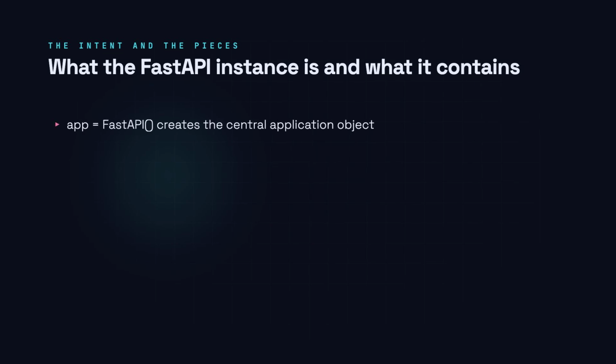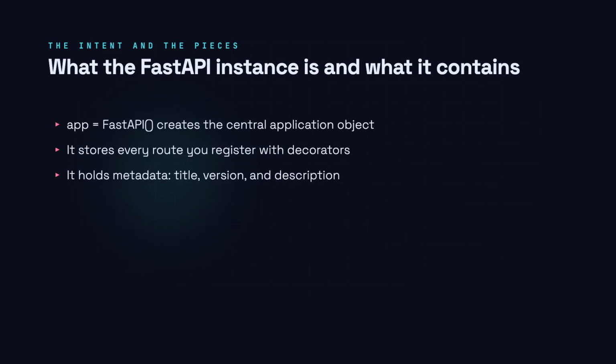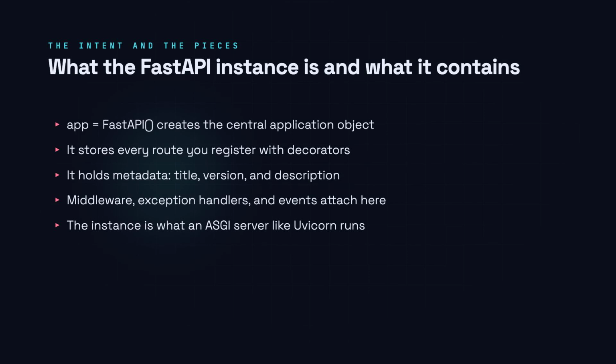When you write app = FastAPI(), you are instantiating the class FastAPI, and the resulting object becomes the heart of your service. It stores the route table that maps URLs to your functions. It carries metadata that FastAPI exposes in its automatic documentation, and it is the object you hand to an ASGI server such as Uvicorn when you deploy. Every decorator, every middleware call, every event hook, all of them target this one instance.